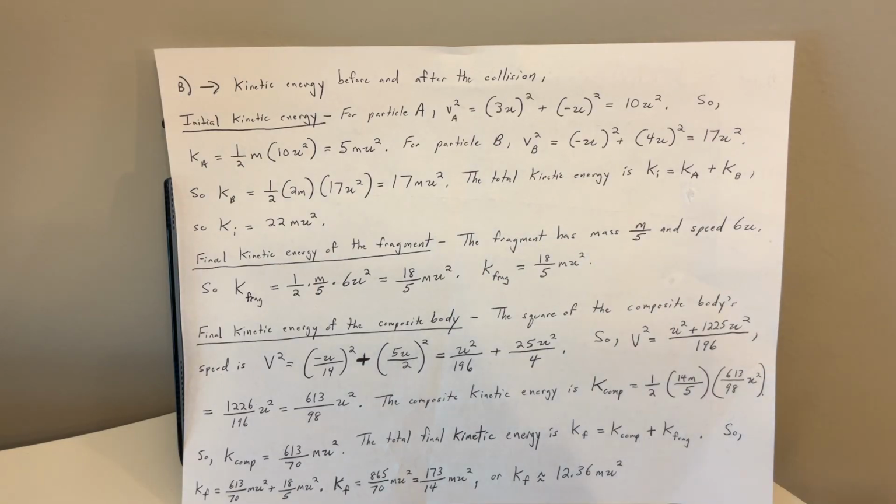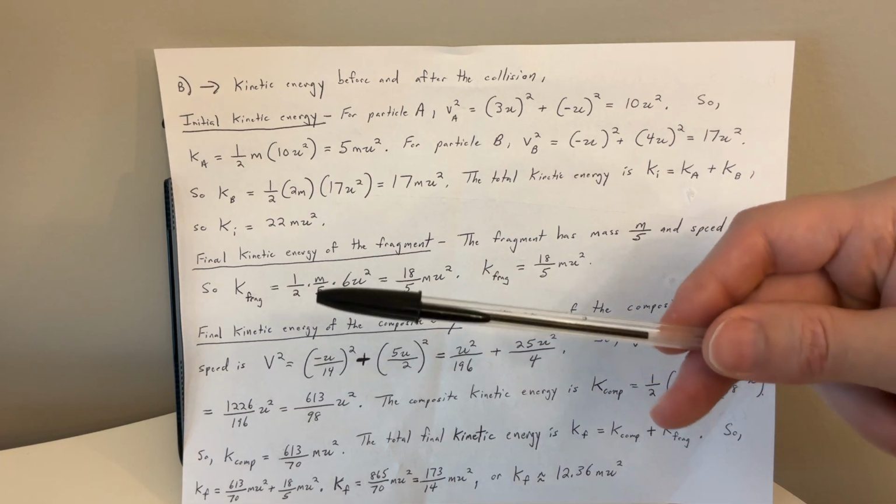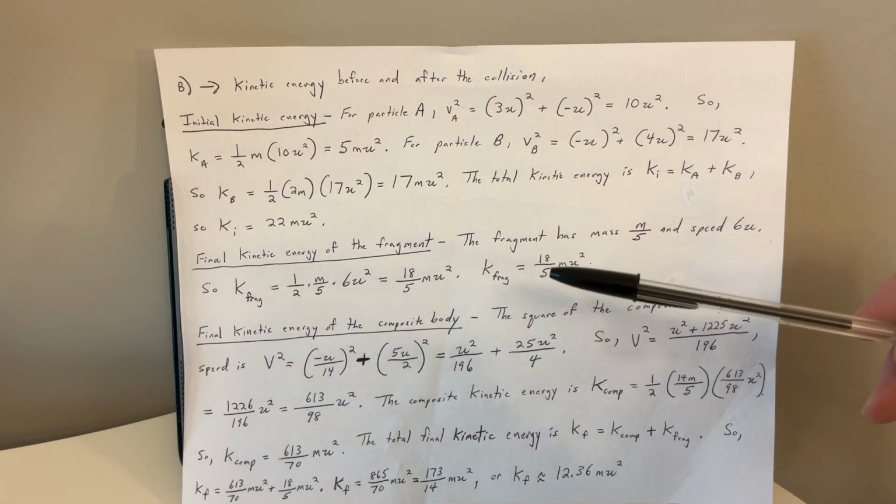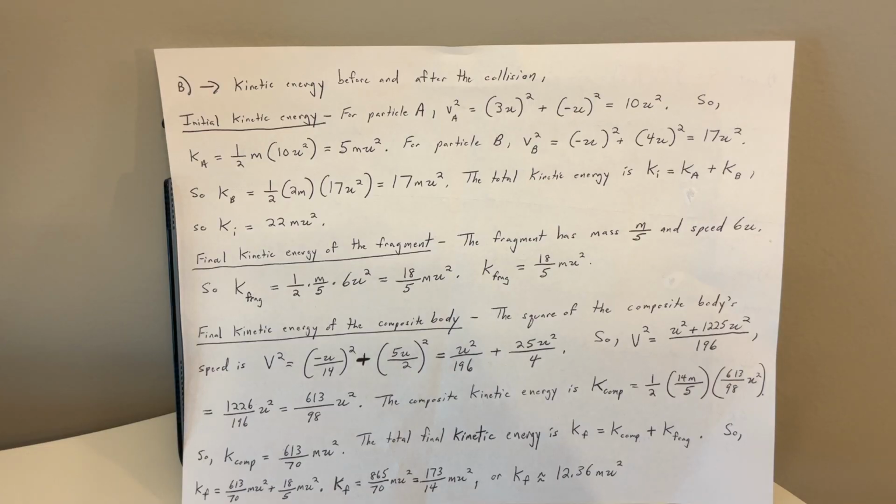For the final kinetic energy, the fragment has mass m over 5 and speed 6u. So K sub frag equals 1/2 times m over 5 times (6u) squared equals 18 over 5 mu squared. And K sub frag equals 18 over 5 mu squared.